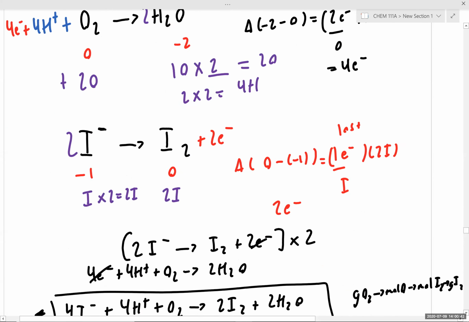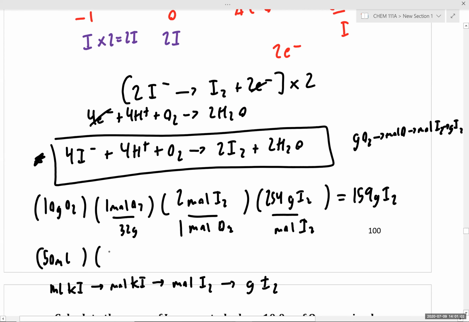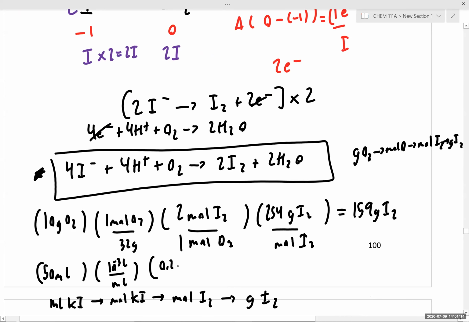We have 50 milliliters of 0.25 molar potassium iodide. So we're going to go from the milliliters of potassium iodide solution to the moles of potassium iodide, to the moles of iodine, to the grams of iodine. So we know that there are 10 to the negative third liter per mil. And just to check the molarity one last time, it's 0.25 molar. So we know we have 0.25 moles of iodide per one liter.